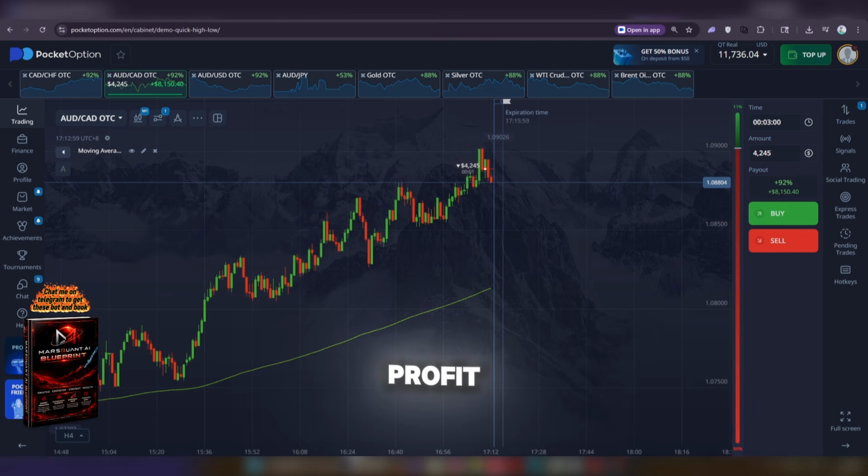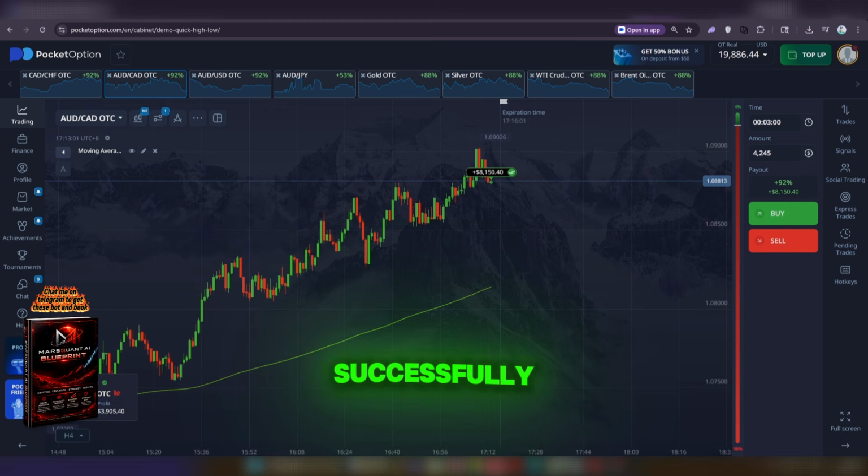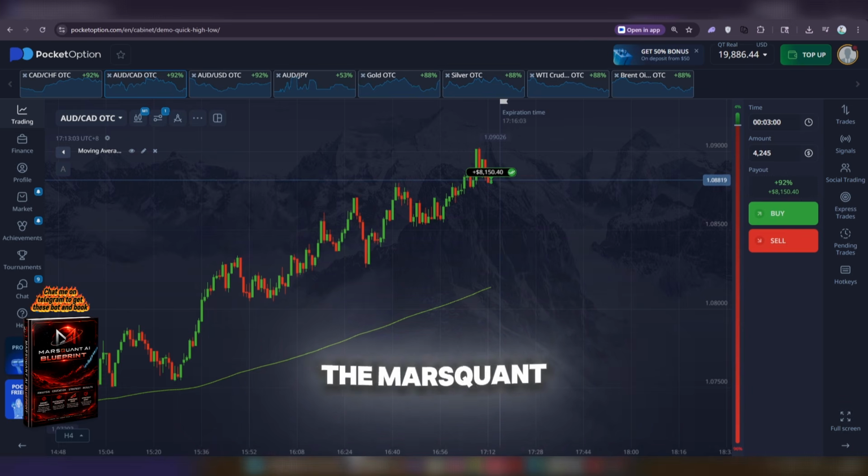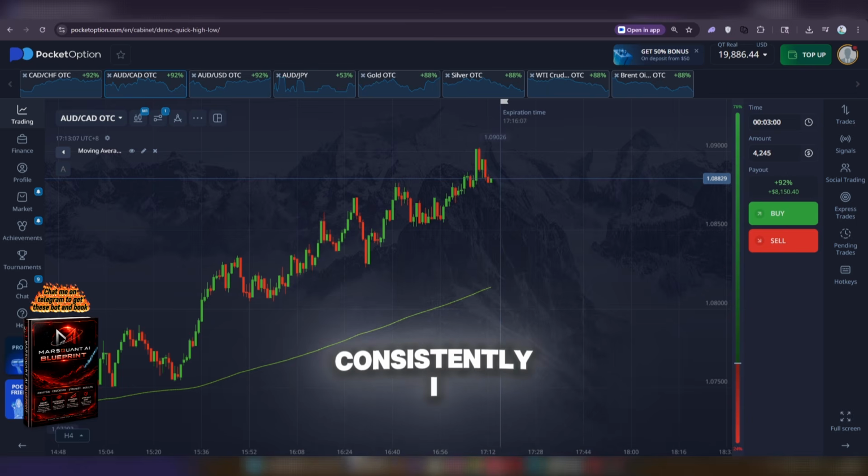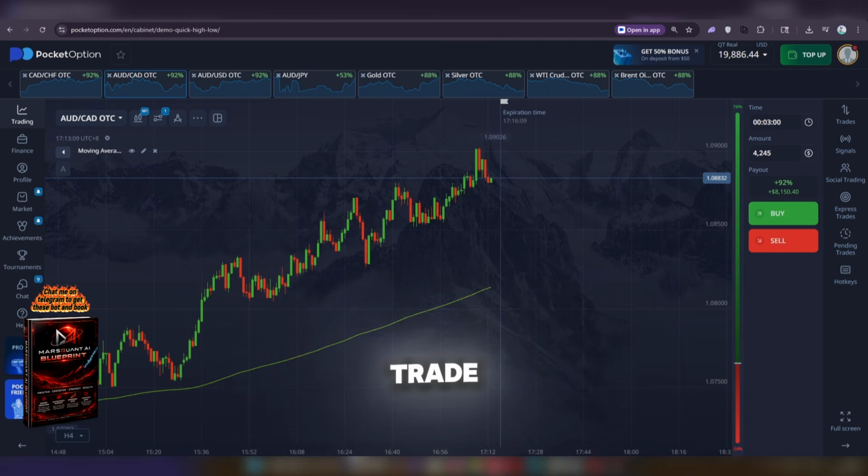Okay, we made a profit. The setup worked successfully based on the strategy explained in the MarsQuant blueprint. To gain more confidence that this strategy works consistently, I will try entering one more trade.